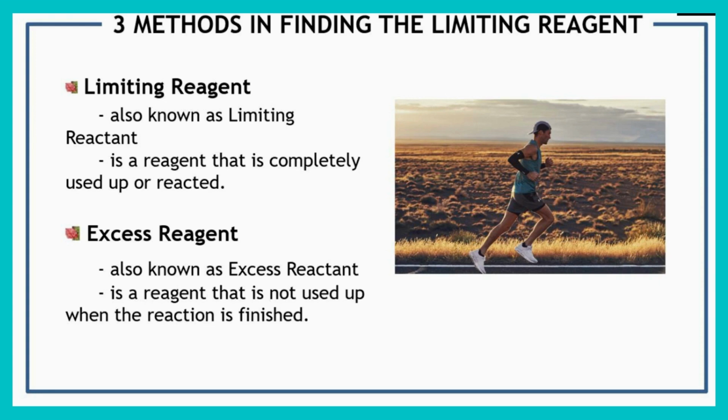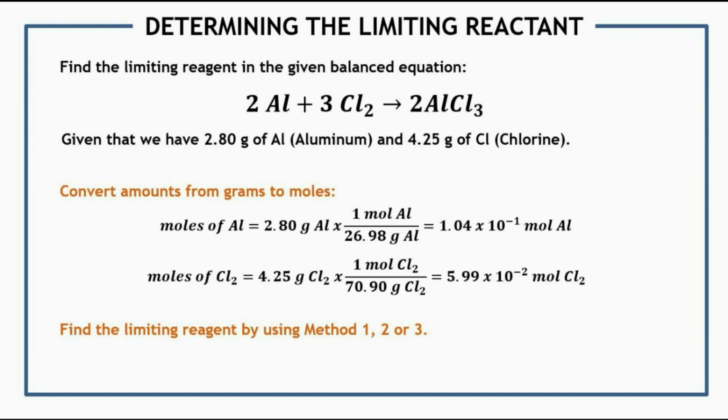So let's have an example. So find the limiting reagent in the given balanced equation. So if we said that it's balanced, we do not have to go over balancing this equation because it's balanced already. So we are given the mass of aluminum in grams, of course, and grams of chlorine as well. So we have to convert these amounts from grams to moles.